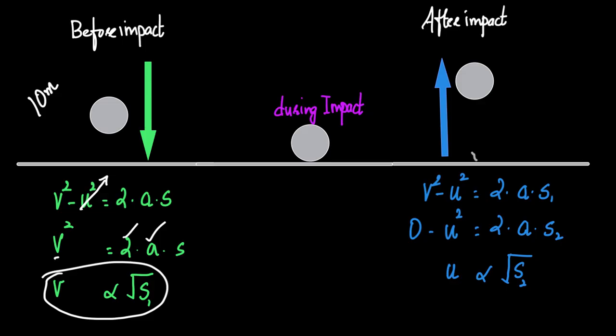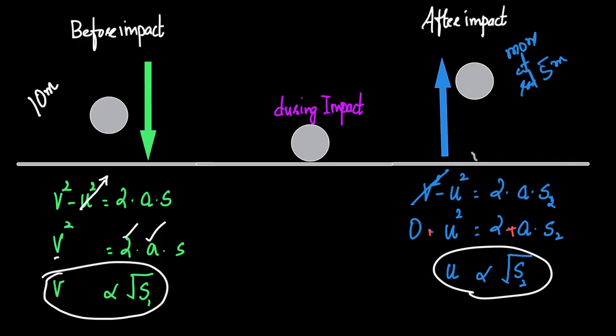Likewise, when the ball hits the floor and goes up after the impact, the equations of motion still hold valid, which gives us v square minus u square is 2as. In this case, final velocity is 0. Why is it equal to 0? Because it is momentarily at rest at 5 meters. Acceleration is minus g, minus by minus is positive. So again, u is proportional to root of s2.